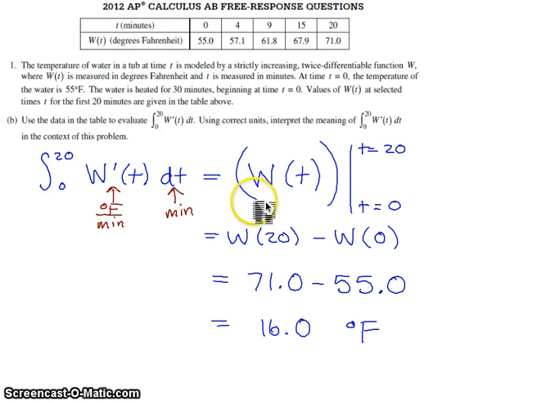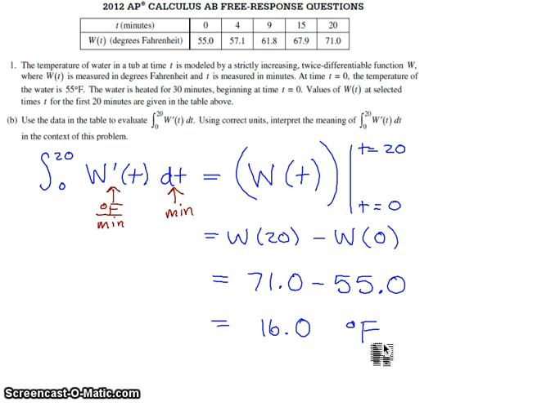An antiderivative undoes the derivative. So I need to evaluate this antiderivative, W of t, at 20, evaluate it at 0, and take a difference. I can take information from the table to help me figure out what the value of this expression is going to be. So I'm just going to take W of 20 minus W of 0, and get an answer of 16. The units here are going to be degrees Fahrenheit. We said in part A that the units of W prime would be degrees Fahrenheit per minute, and the units of this differential dt are going to be the same units as t. So when you take the product of these, the minutes cancel with each other, and you're left with units of just degrees Fahrenheit on your answer.